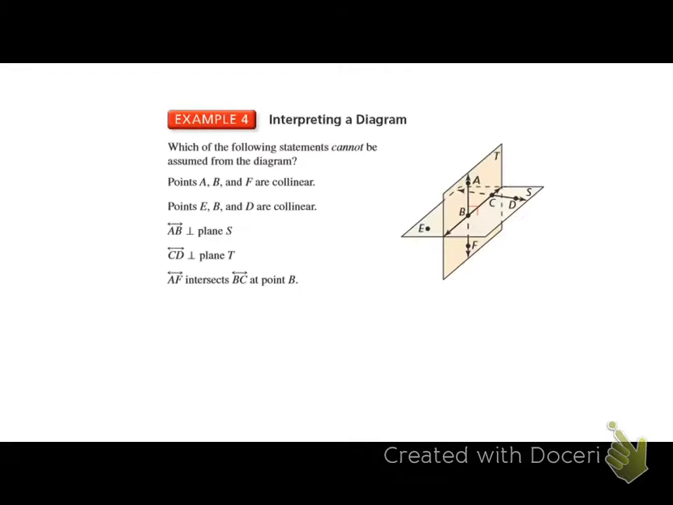This next one is very similar, just a little shorter. These are numbered. You're going to tell me which of these you cannot conclude from the diagram. Which of the following statements cannot be assumed from the diagram? You write down the numbers, and then you tell me the numbers. You don't have to write down each number.